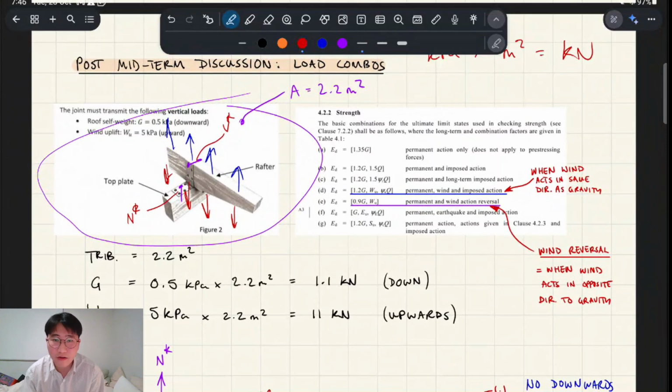external forces, right? And the external forces that were acting on it were the roof self-weight and the wind uplift, and you have to consider the load combinations related to this. So basically there's this one, which is dead load only governed, so that's the 0.5 kPa downwards, and you can see just from these numbers that the wind uplift is more significant than that.